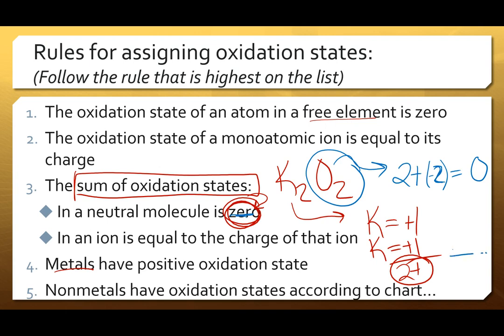So if each of the oxygens once added together is a -2, what must the oxidation number be on each individual oxygen? Yeah, it's got to be a -1. Okay. So potassium has an oxidation state of +1. Oxygen has an oxidation state of -1.